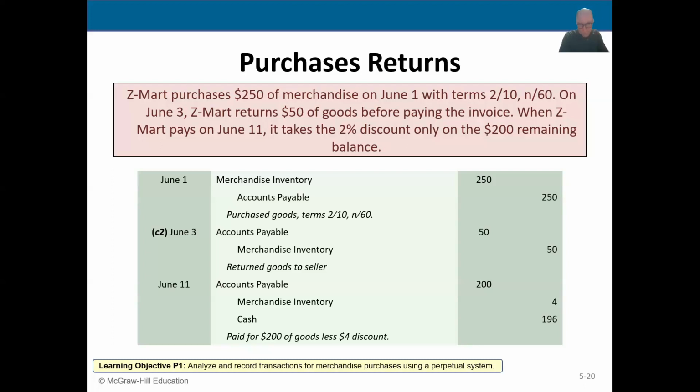2% of 200 is $4. That's where that comes from. Cool, right?